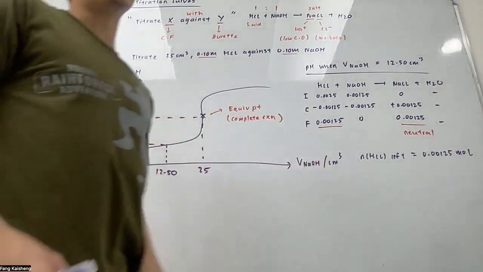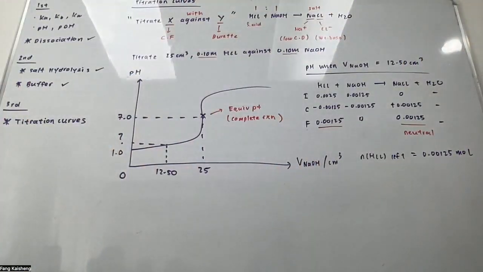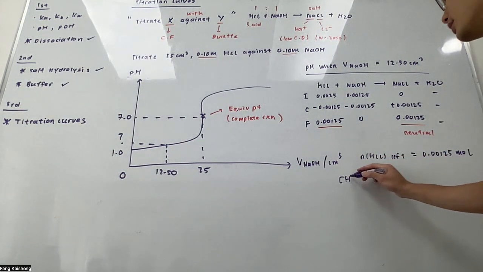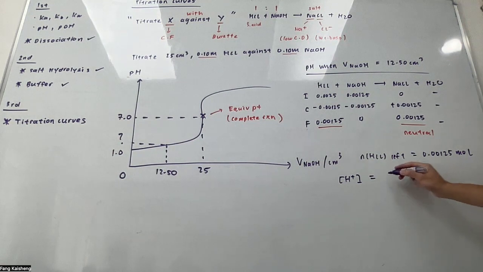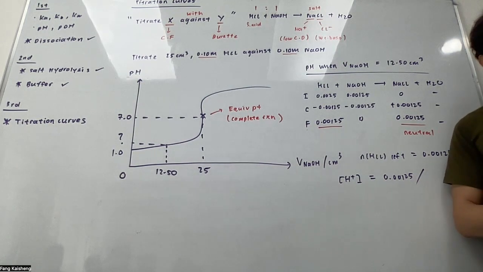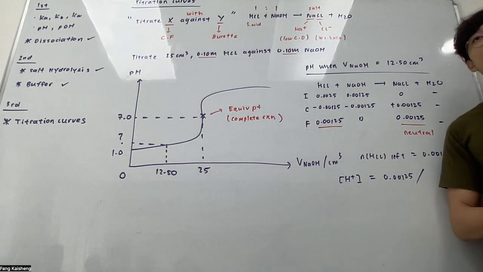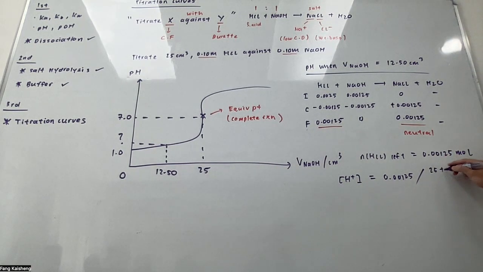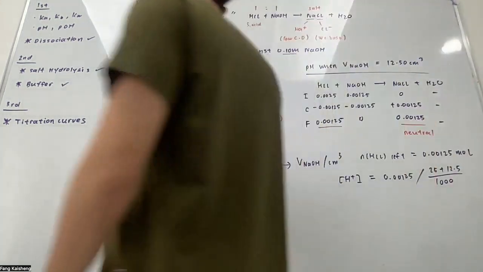Guys, what's the next step after this? I think this part is tricky. What do I do next? I have to find concentration because that's what pH is based on. What's the concentration of H+? I take the number of moles and divide by the volume. What's the volume? No, it's not 25. No, it's not 12.5. It's 37.5.